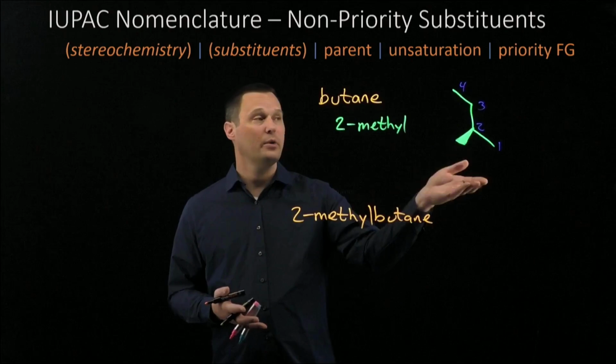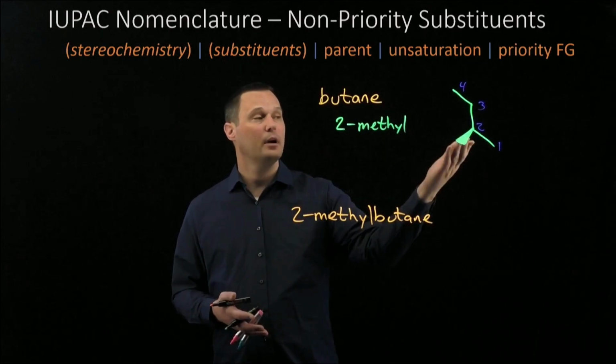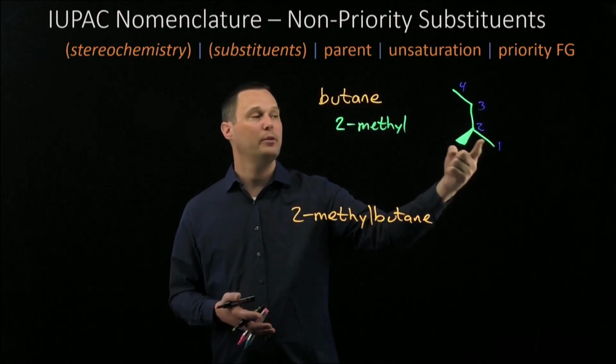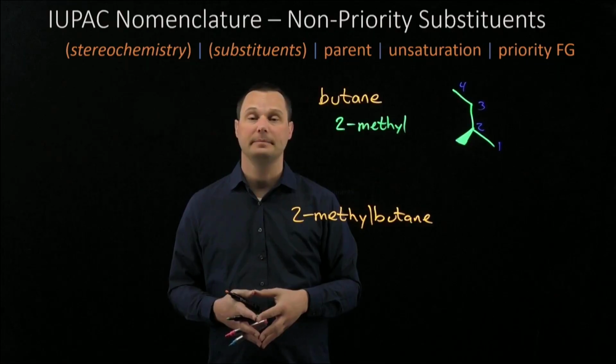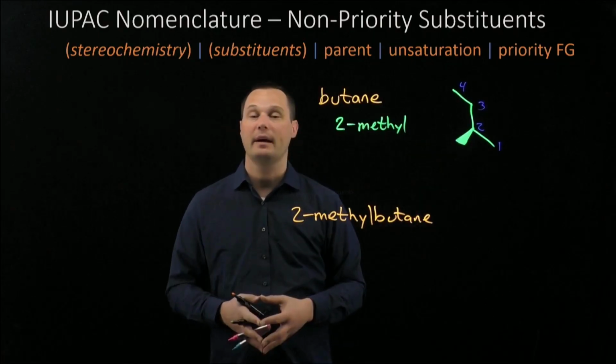Our last step is always to glance through and add any stereochemical labels to the front of the molecule. In this molecule, carbon number 2 is not a chiral center. Carbon number 2 has 2 identical methyl groups attached, meaning it does not have 4 unique groups attached, and it is not a stereocenter. With no stereochemistry in this molecule, 2-methylbutane is the IUPAC name for this molecule.